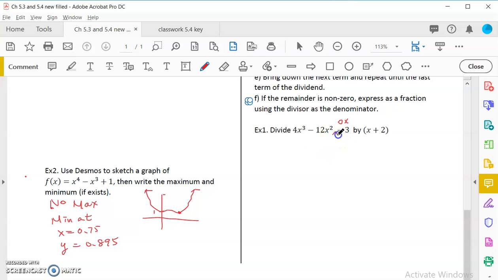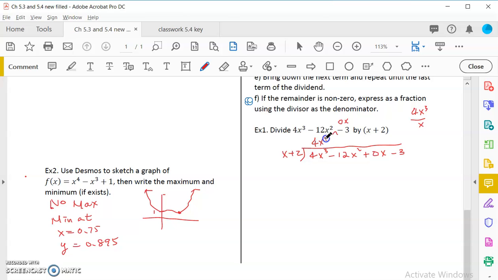As I mentioned, before you write the long division, check if you have any missing terms. Put the placeholder in, so we have 4x cubed minus 12x squared plus 0x minus 3. And then you do x plus 2. The first quotient is dividing just the leading term by the leading term. So it's 4x squared.